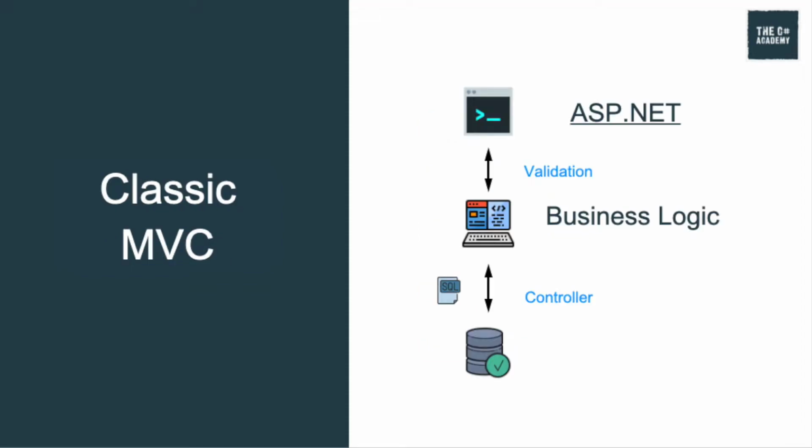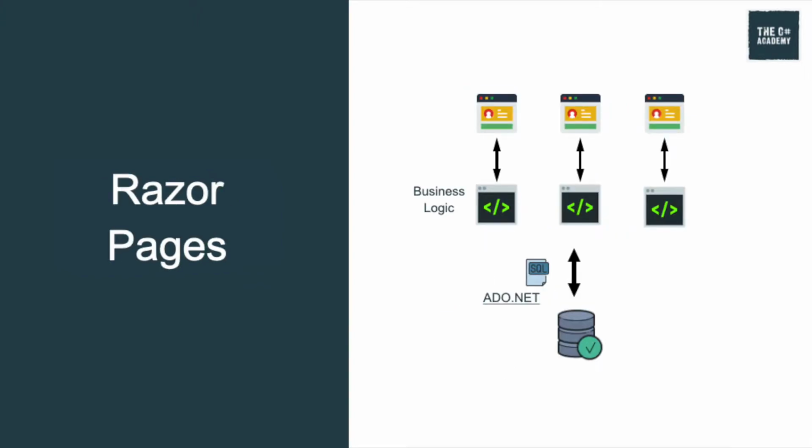If we compare a classic MVC project with Razor Pages, in MVC you have what we call a front controller that centralizes the code behind for every view or for multiple views, while in Razor Pages you have a controller for each view. So it's still a form of MVC, but with decentralized controllers.